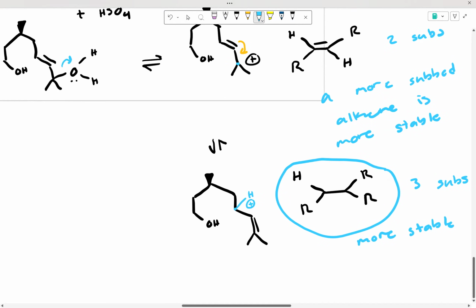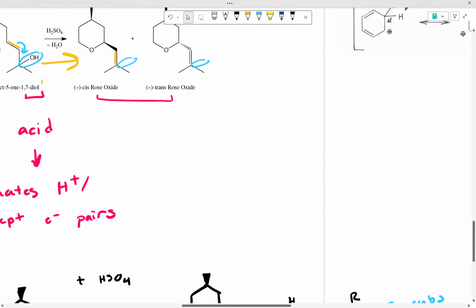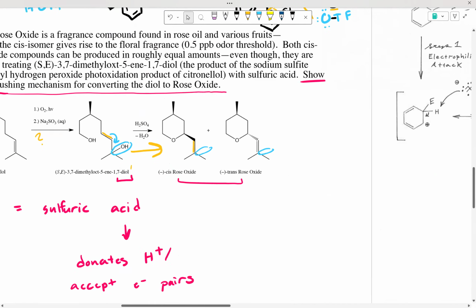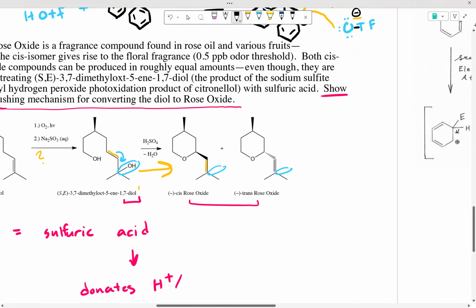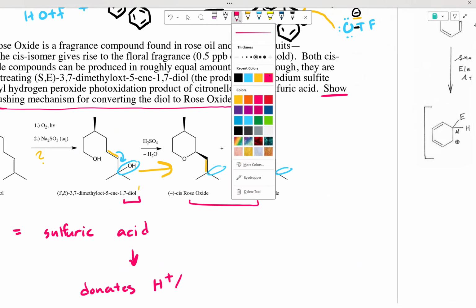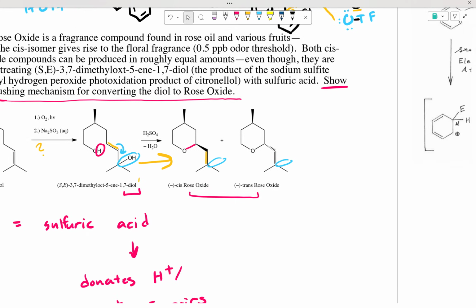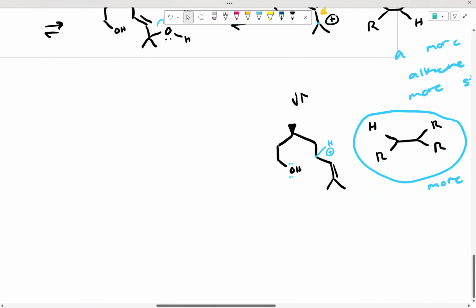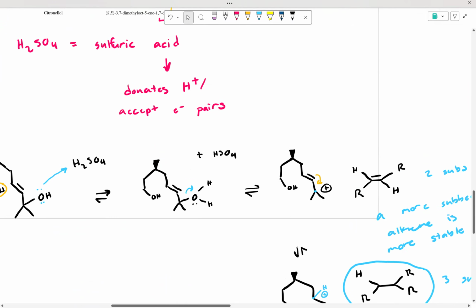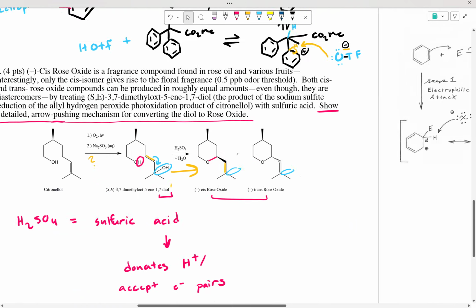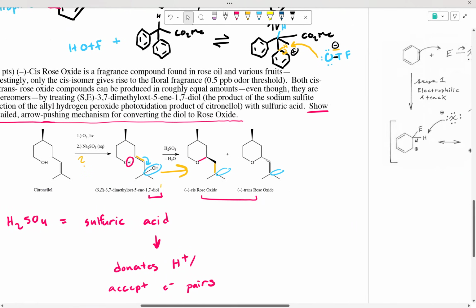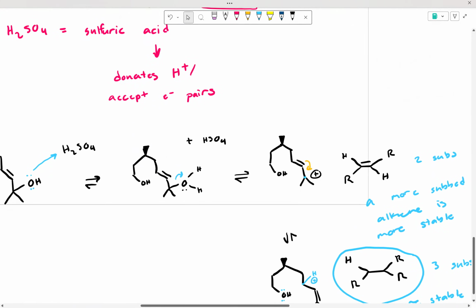And then we ask the question again. How can I make my molecule look more like the end molecule? I see that my H is gone, and there's now a new carbon-oxygen bond there. How can that happen? Well, let's think about it again. We had sulfuric acid, right?